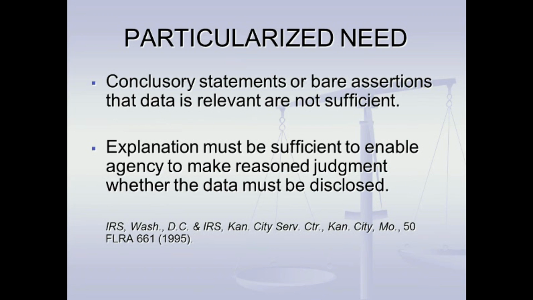The union can't merely say that the information is needed to represent an employee or file a grievance. The union should be as specific as possible about its need for the information, although the union doesn't have to give away sensitive information about the employee that isn't needed to evaluate the request, and the union isn't required to give away its entire litigation strategy. The explanation just has to be enough to allow the agency to make a reasoned judgment about whether the data must be disclosed.